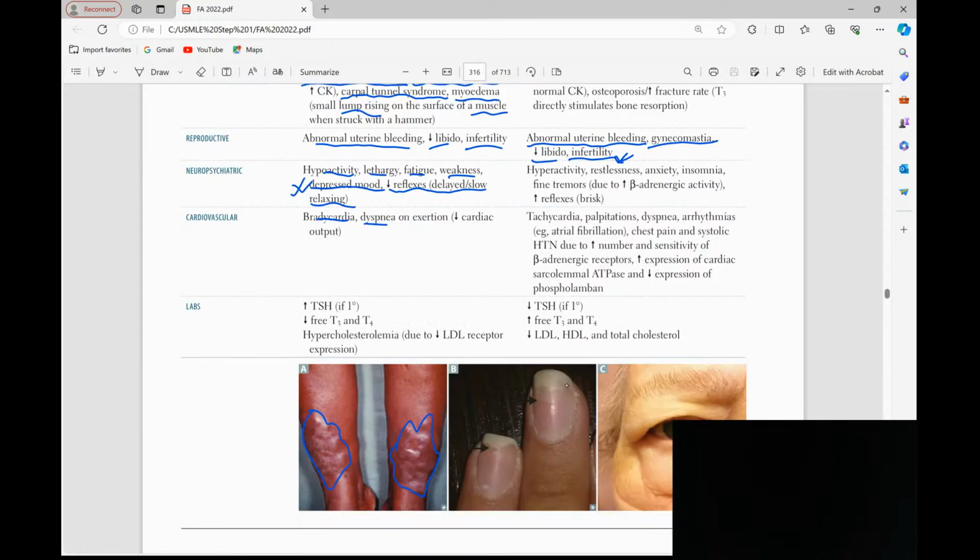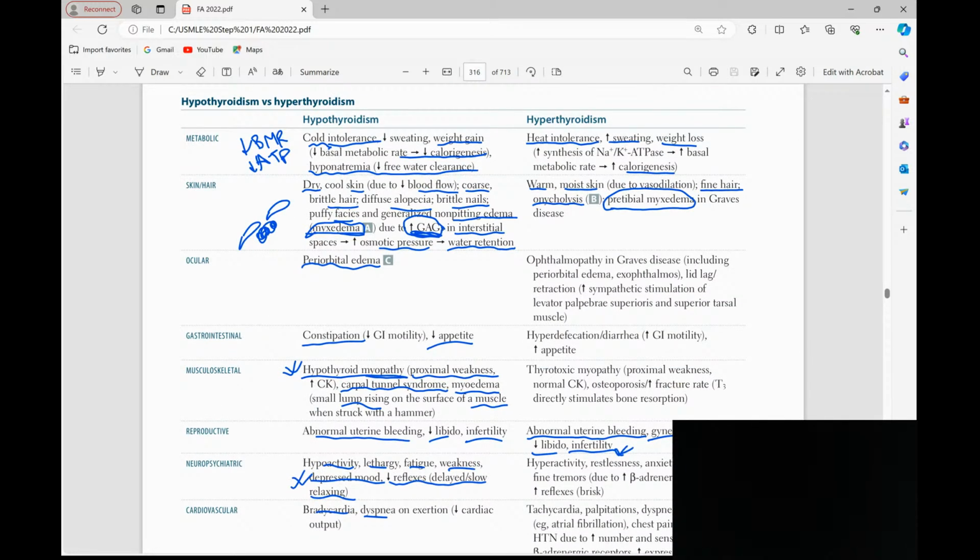We can see here this part, and we can see ophthalmopathy in Graves', the pretibial myxedema, that is in front of the tibia only, there will be swelling. Ophthalmopathy in Graves' disease: orbital edema, exophthalmos, lid lag, lid retraction, and hyperdefecation, diarrhea, increased appetite. Here also they will have myopathy, and osteoporosis, fracture.